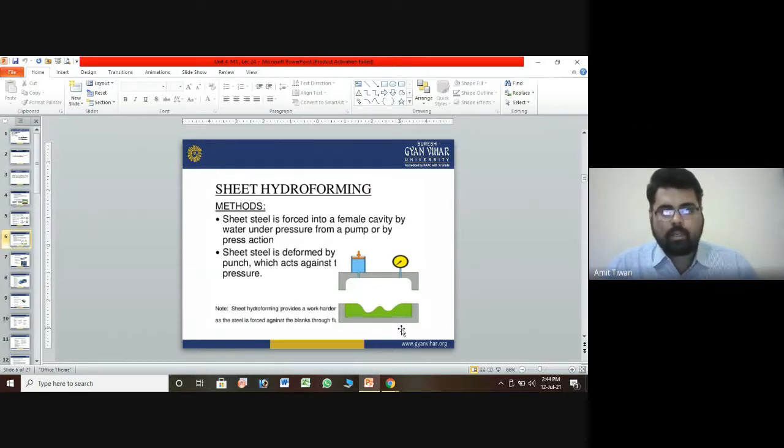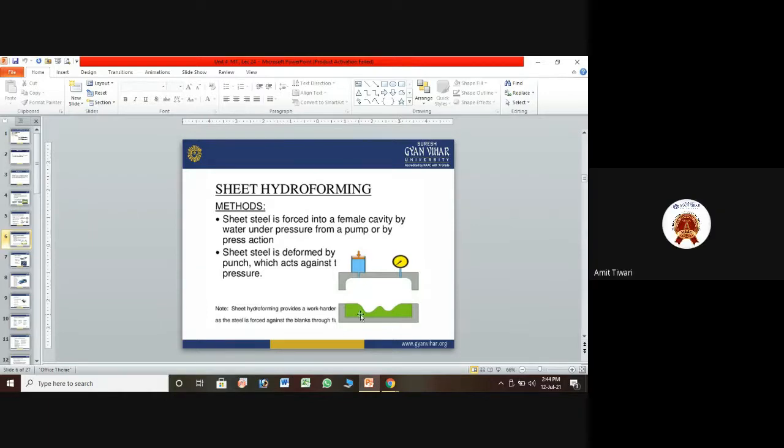Sheet hydroforming method indicates that sheet metal is forced into a female cavity by water under pressure from a pump or by press action. The sheet metal is deformed by the punch, which acts against the pressure. That is how you can understand it, you can apply the pressure like this. It is very easy to understand. Sheet hydroforming provides work hardening as the sheet is forced against the blank.